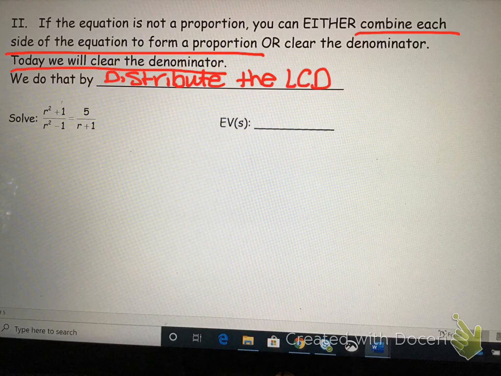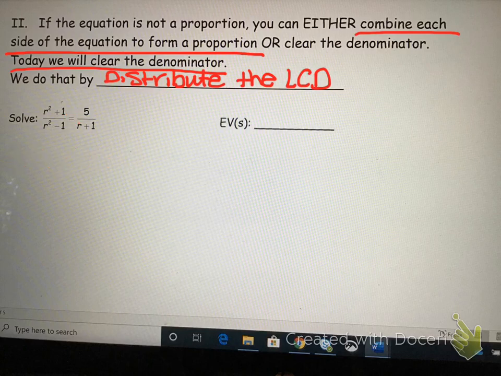Okay, so example number 1. Example number 1 is already set up as a proportion, but in this case, while you can cross multiply to solve, look at what would happen. As soon as you cross multiply this direction, you would have a quadratic times a linear. You would have r squared plus 1 times r plus 1, and you would create a cubic equation that you would then need to solve. So there are other options available to you. Okay, you do not have to cross multiply just because something is already set up as a proportion.